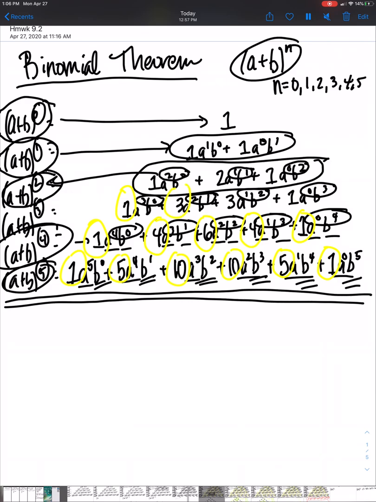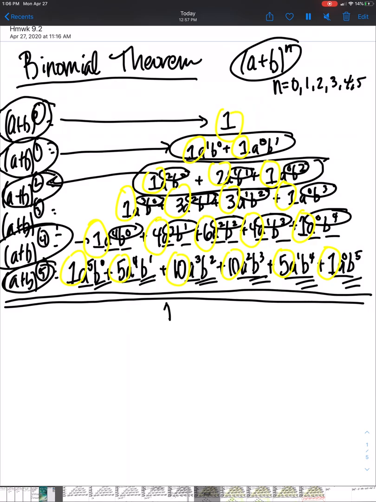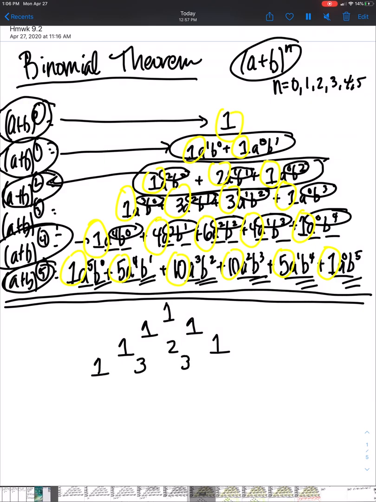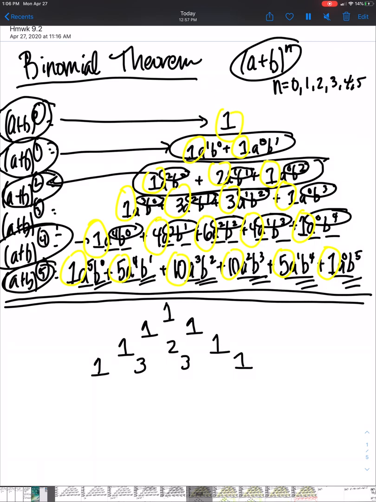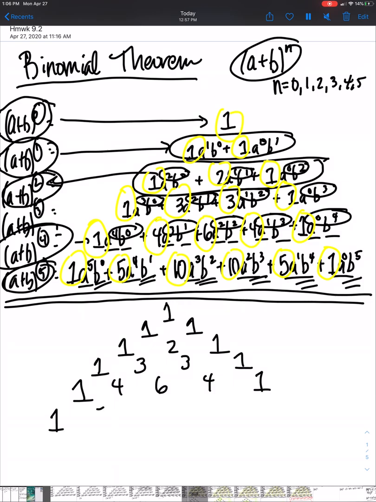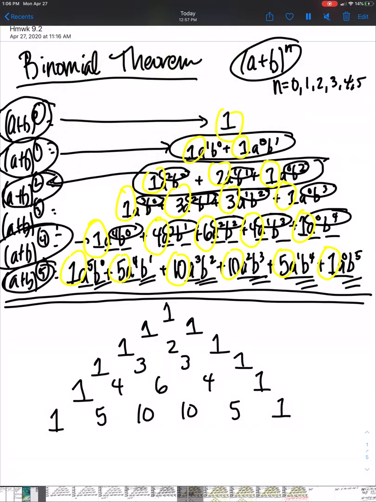All the coefficients are going to form this thing I'm going to call Pascal's triangle, which goes on forever and ever, but I'm just going to do a little bit of it to show you how it works. I'm just using the coefficients: 1; 1, 1; 1, 2, 1; 1, 3, 3, 1; 1, 4, 6, 4, 1; 1, 5, 10, 10, 5, 1. Those were all just the coefficients that I wrote from the above part.